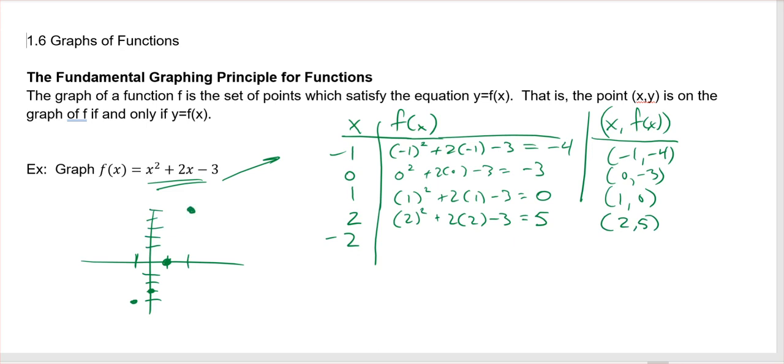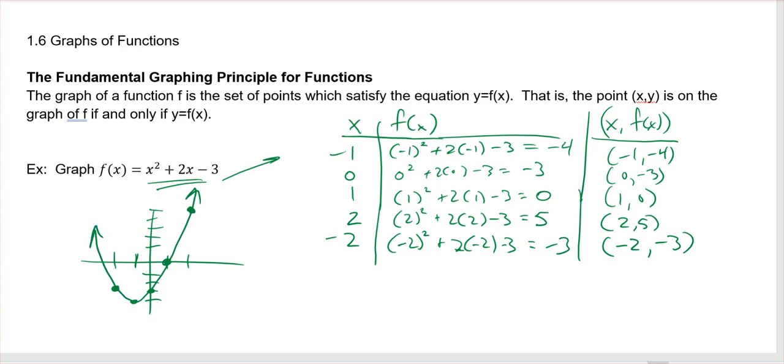It goes up pretty quick. And then -2, we got -2 squared plus 2 times -2 minus 3. So we got 4 minus 4 minus 3. 4 minus 4 would be 0, minus 3 would be minus 3. So we got the point -2, -3, and we can plot that point. So this is going to look like that familiar parabola shape, right?